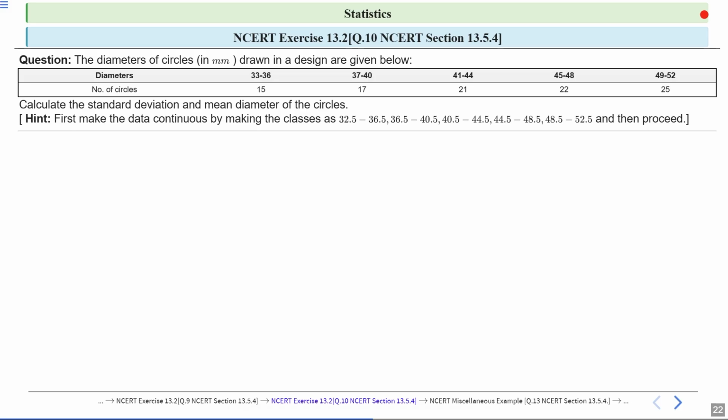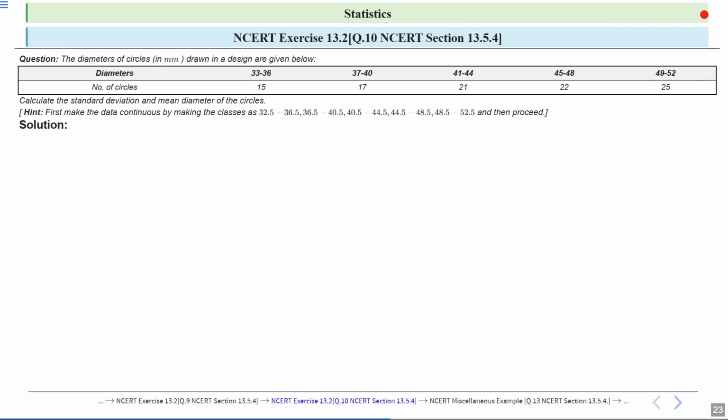Here I'm giving you a hint to solve this question. First make the data continuous by making the classes 32.5 to 36.5, then 36.5 to 40.5, 40.5 to 44.5, 44.5 to 48.5, 48.5 to 52.5, and then proceed like a continuous distribution table. First of all, try it yourself and then see the solution. We will solve this question step by step. So let's see the solution.